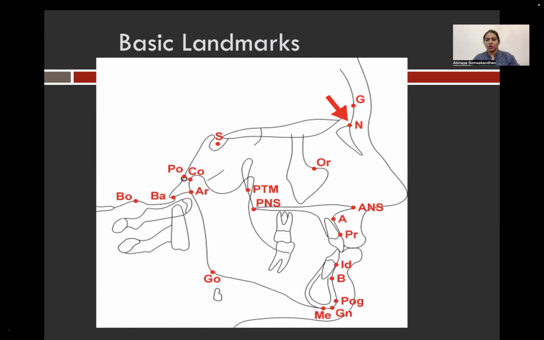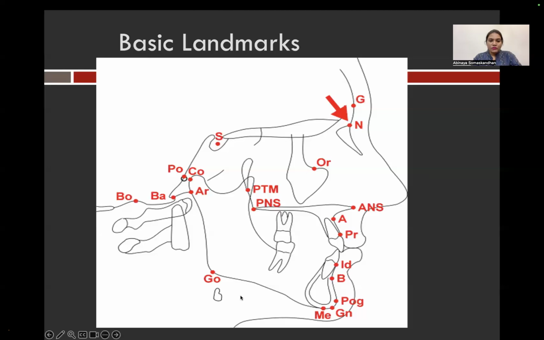Next, coming to pogonion, this is the most anterior point on the chin. It is represented by POG. Next is the gnathion, which is GN, beneath the POG. It is located by taking the midpoint between the anterior and inferior parts of the bony chin.